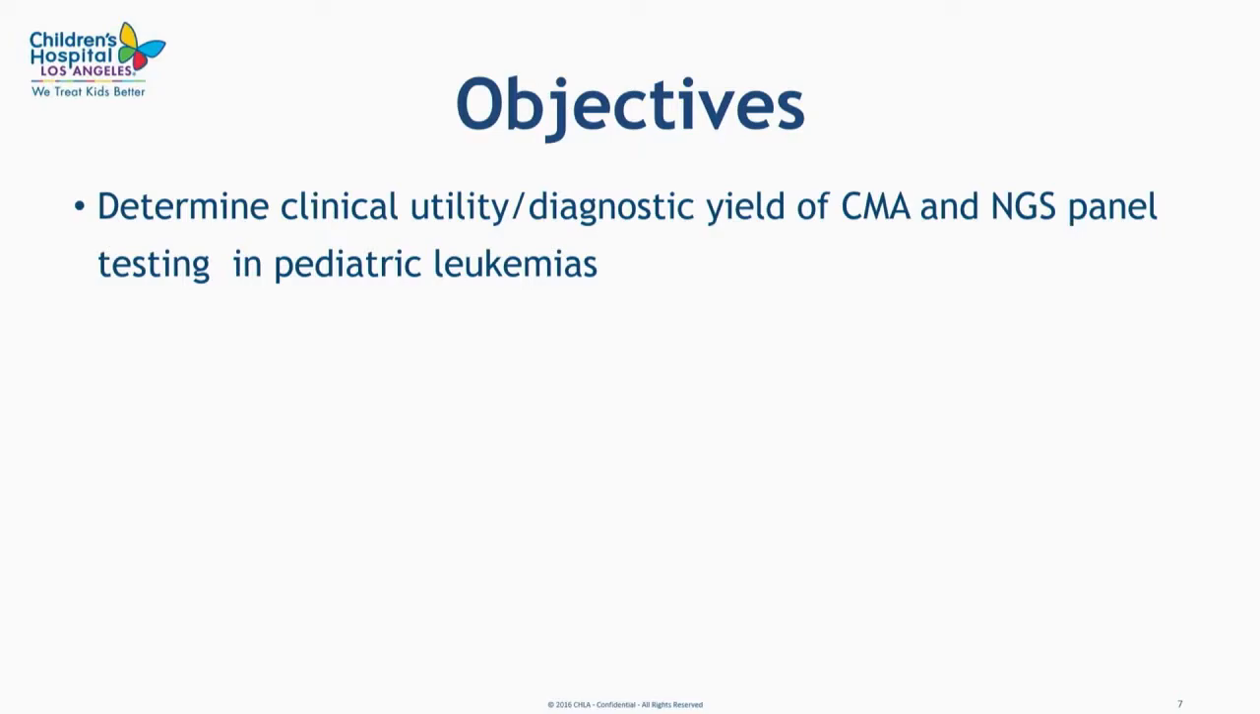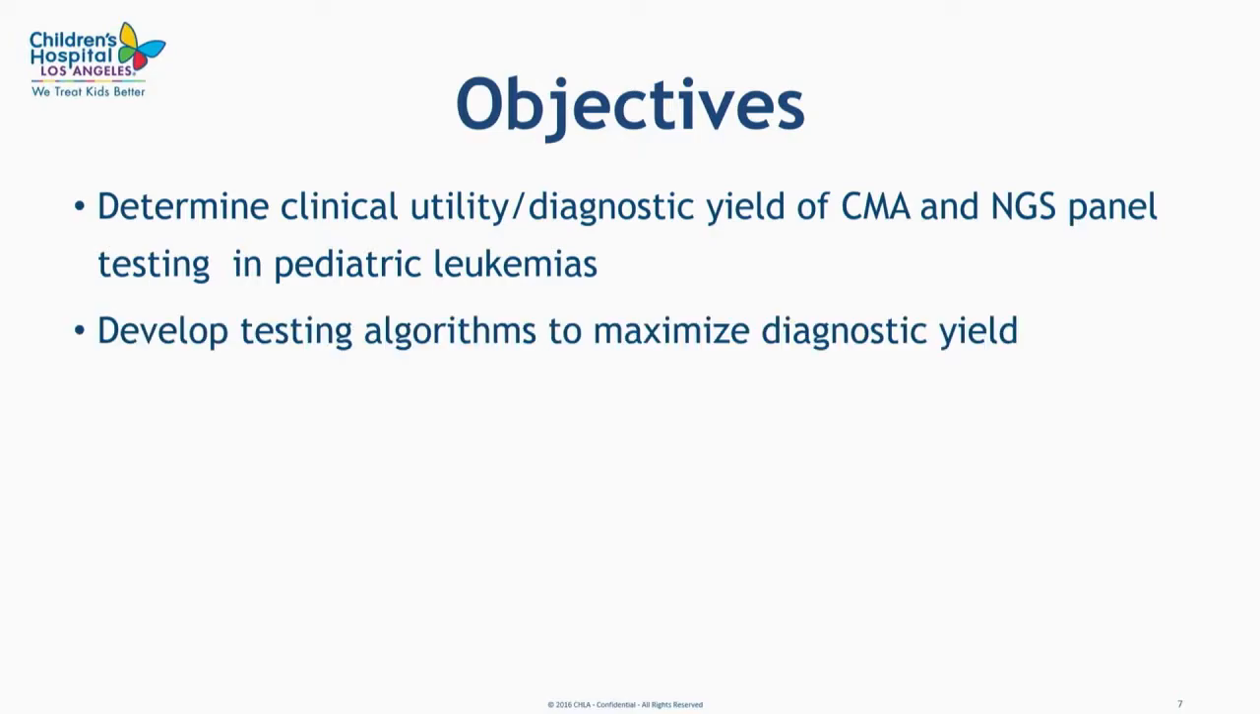The objective of this study was to determine what is the clinical utility and increase, if there is any, of diagnostic yield when we add these novel testing modalities. Is it really justified to use those additional tests in pediatric leukemias? Also, we wanted to use experience from doing comprehensive analysis in a certain number of cases to develop the most efficient testing algorithms for different disease subtypes so that we can maximize diagnostic yield with minimal cost.